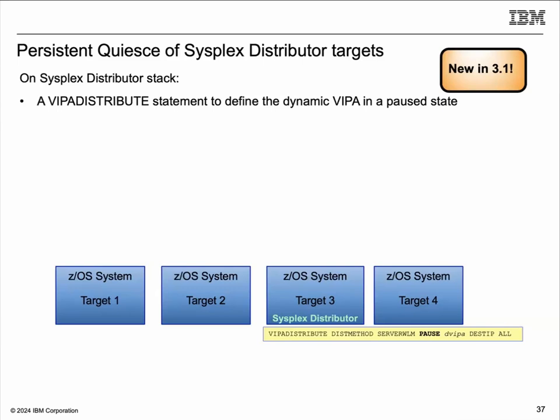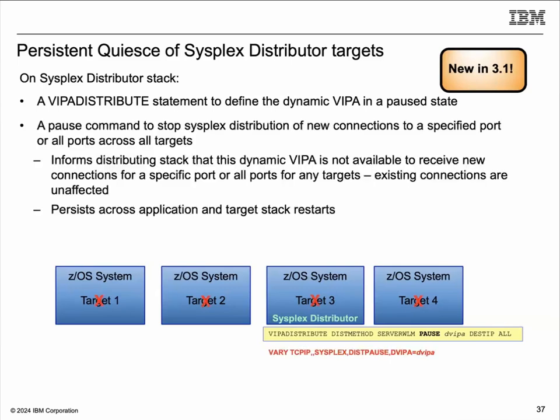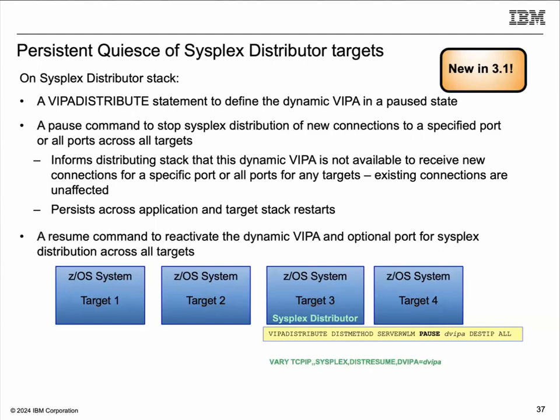That means that while it's paused, no targets are going to be able to receive connections. You could also dynamically pause it using this very Sysplex distribution pause new keyword that basically says, don't allow any targets to receive new connections. Let existing connections finish, but drain everything else and prevent any new connections. You have the resume to now resume it again.